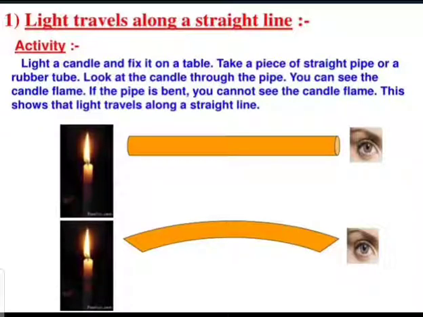So in this activity, they are telling you that light travels in a straight line. How? First you have to light a candle and then you have to see it with the help of a straight hollow pipe. You will be able to see the lighted candle easily. But as you bend the pipe, it will be very difficult for you to see the lighted candle. This activity indicates that light always travels in a straight line.